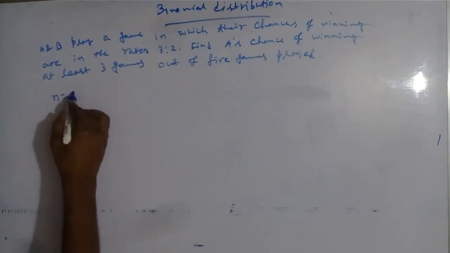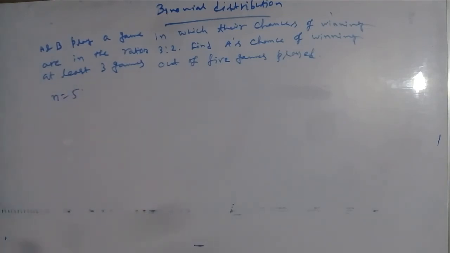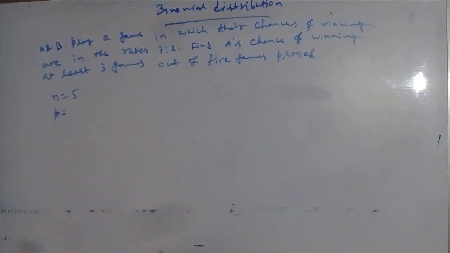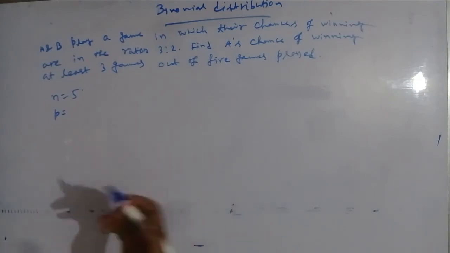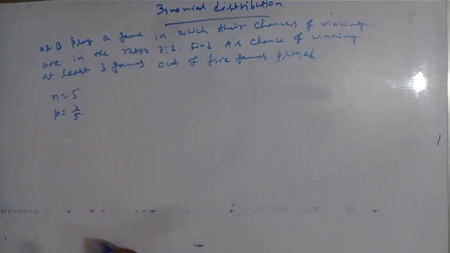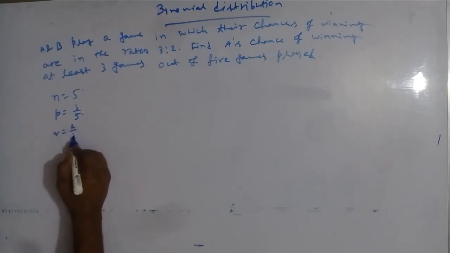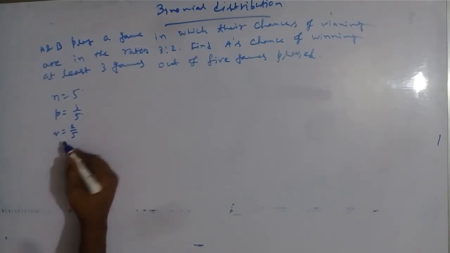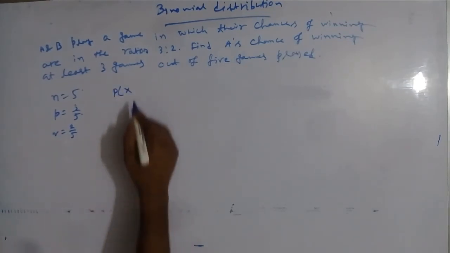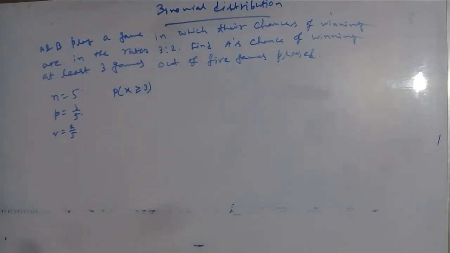Here n is 5 because total 5 games are played, and p means probability of success, and here we are finding A's chance of winning. So if A wins, then it will be counted as success. So the probability of A's chance of winning is 3 by 5 according to the ratio given. So q will be 2 by 5, and the required probability is probability of X at least 3 games, that is X greater than or equal to 3.